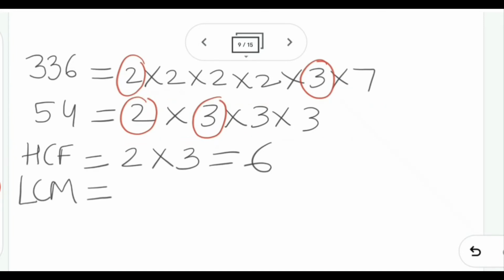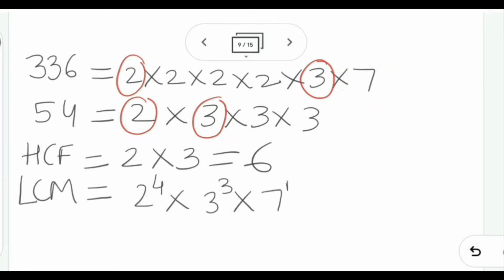Now which prime factors are there? We can see numbers 2, 3 and 7. Now 2 is appearing maximum 4 times in this number, so we will write 2 power 4. 3 is appearing maximum 3 times in this number, so we will write 3 power 3. While 7 is appearing only one time in this number, so we will write 7 power 1.